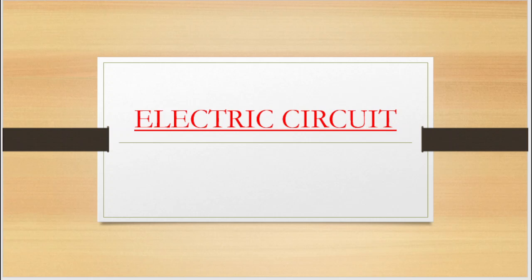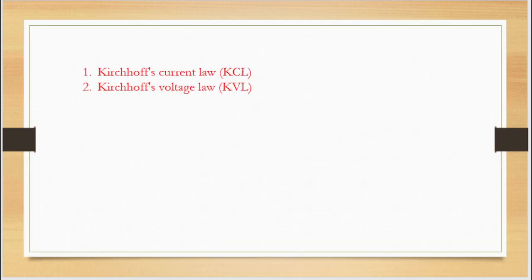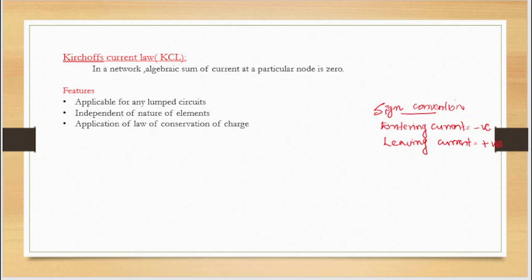Hello everyone, this is a class on electric circuits, and in this class we will be discussing the basic laws of networks, that is Kirchhoff's current law and Kirchhoff's voltage law, that is KCL and KVL. First we will see Kirchhoff's current law. Kirchhoff's current law states that in a network, the algebraic sum of currents at a particular node is 0.